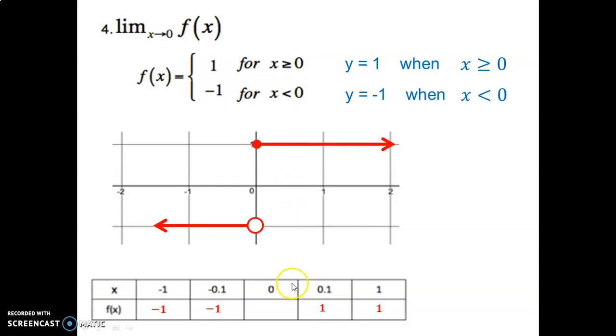And then what happens when you get to 0? Well, at 0, is the y value here or is it here? Well, this is a closed circle, so that's where it exists. The function doesn't exist here. So when you get to x equals 0, the y value is 1.